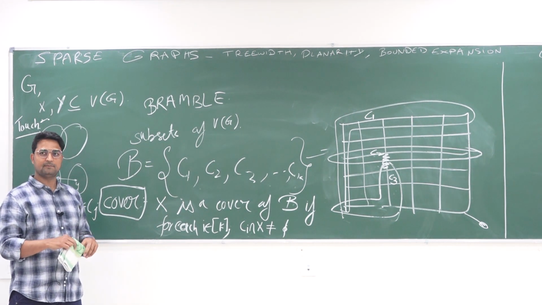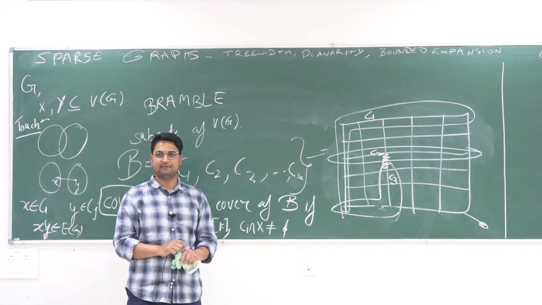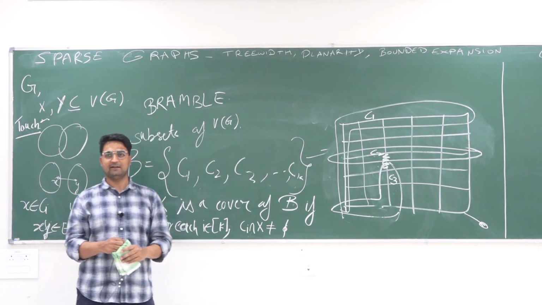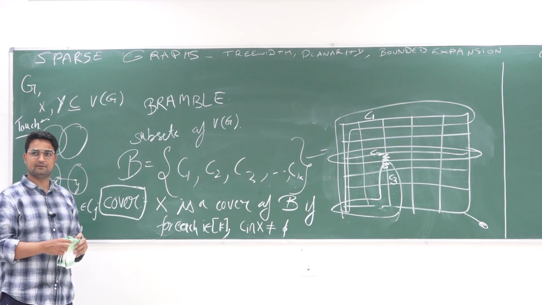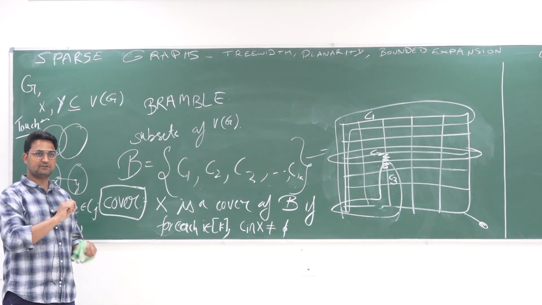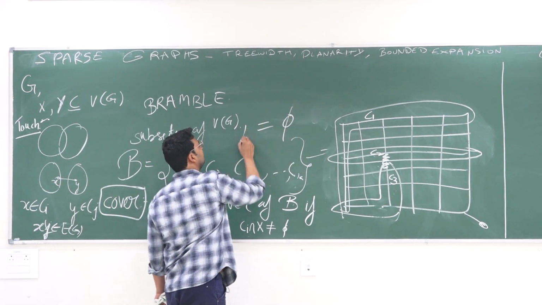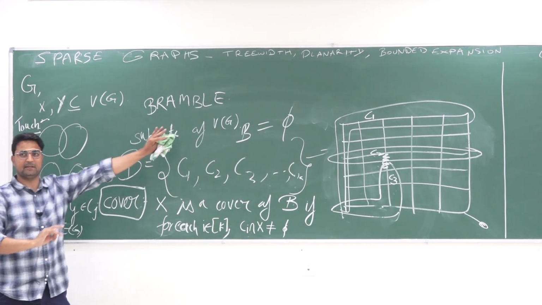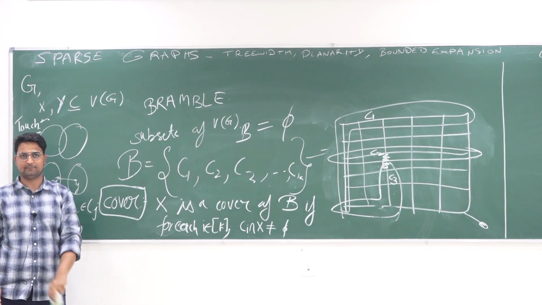Can it be just one element, like just one C1 in it? Yes. And it will be clear later that we want more things. Yeah, it can be just one element. In fact, it can be empty. This is also a Bramble by definition. An empty set is also a Bramble.